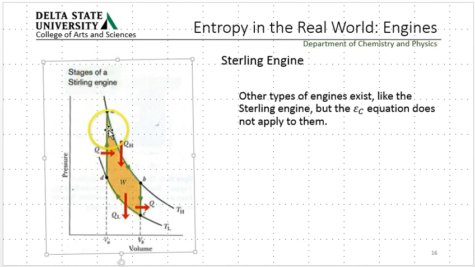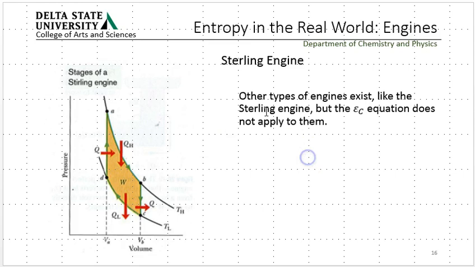So you have your isothermal expansion, you have constant volume, you have isothermal contraction, and constant volume. And this is a Stirling engine. Again, less efficient than a Carnot cycle or Carnot engine, however, quieter in general when they're built. Quieter engines.